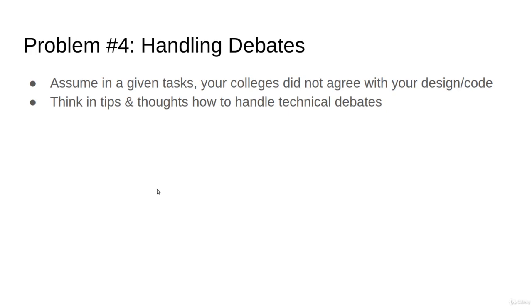Let's say that in any of your given tasks, your colleagues didn't like the design or the code that you have. However, you don't think that they have valid points. Think in terms of tips and thoughts on how to handle technical debates with your colleagues, to finish them in a professional way, to minimize the mistakes and the issues as much as you think. This is an open-ended question.